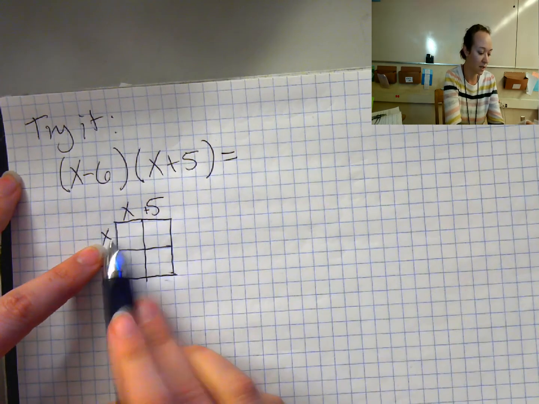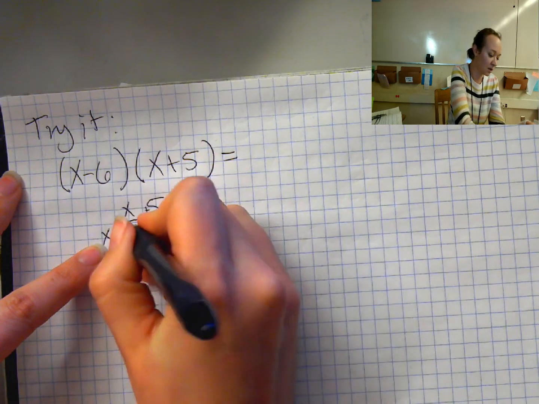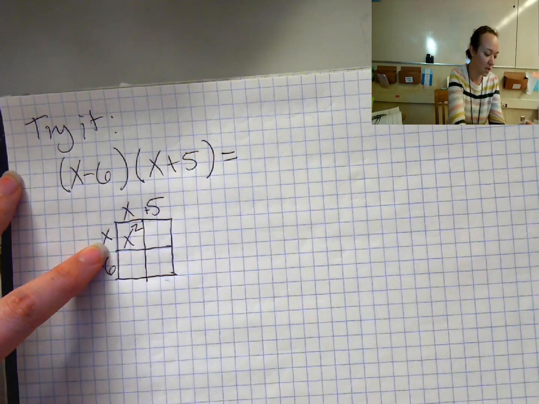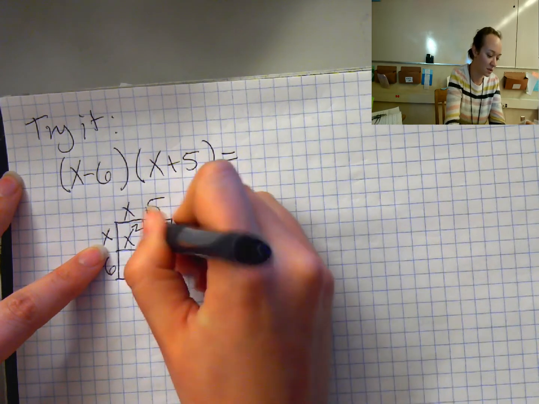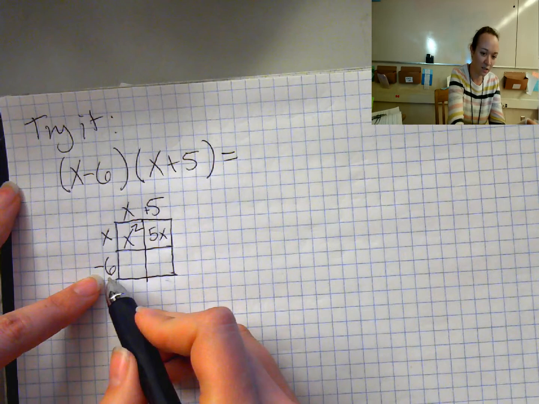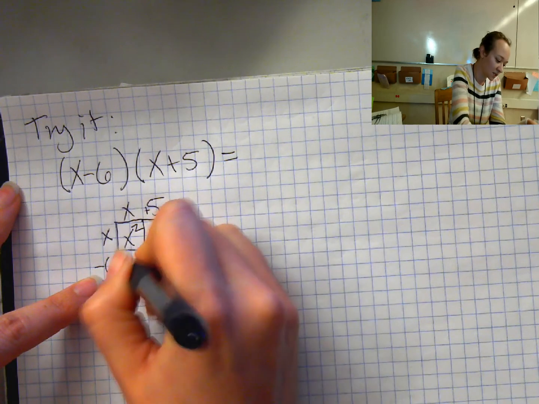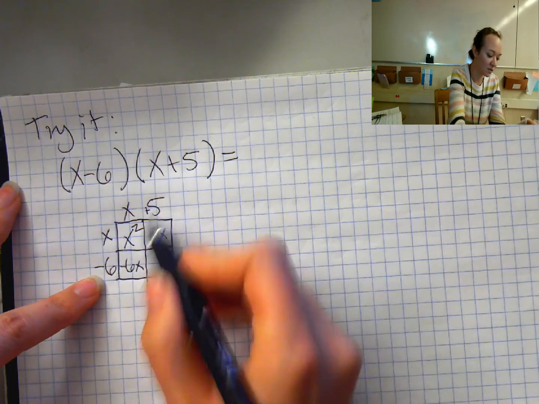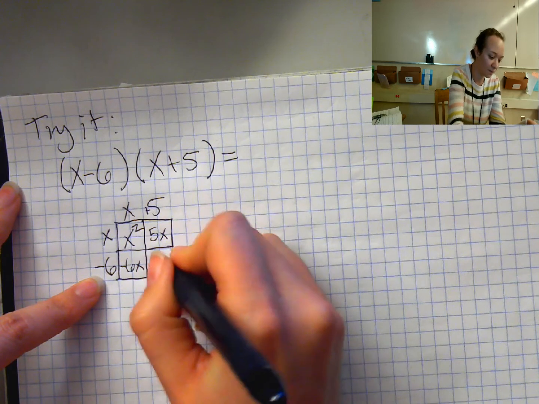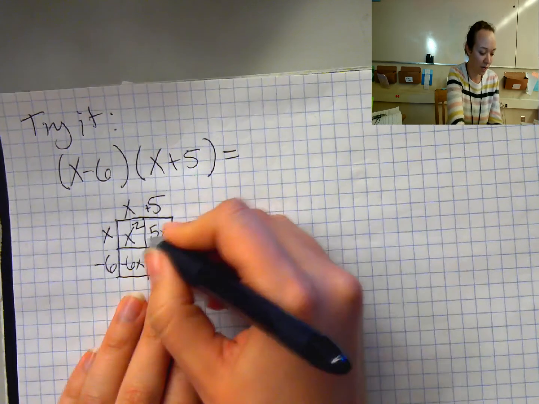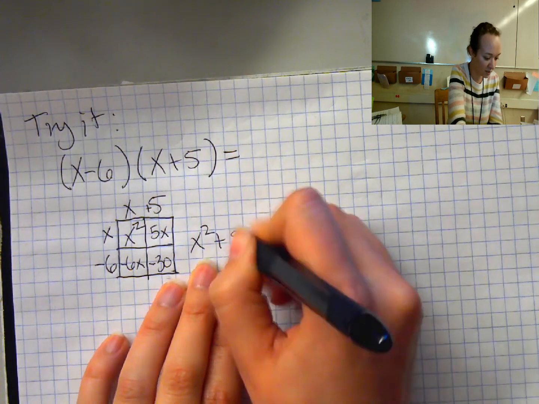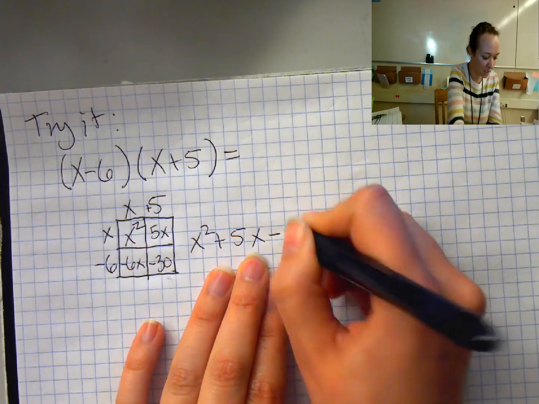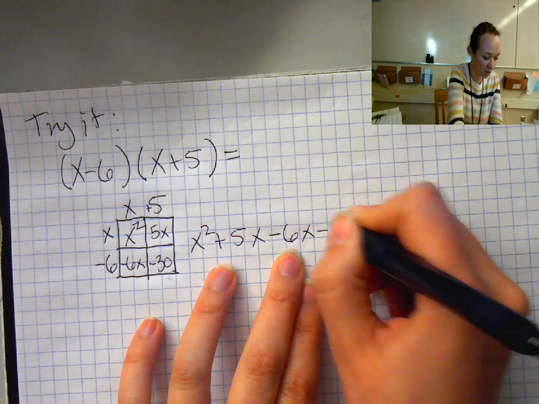So x times x, that gives me x squared. x times 5 gives me 5x. x times negative 6 gives me negative 6x. And negative 6 times 5 gives me negative 30. I'm then going to rewrite my terms. x squared plus 5x minus 6x minus 30.